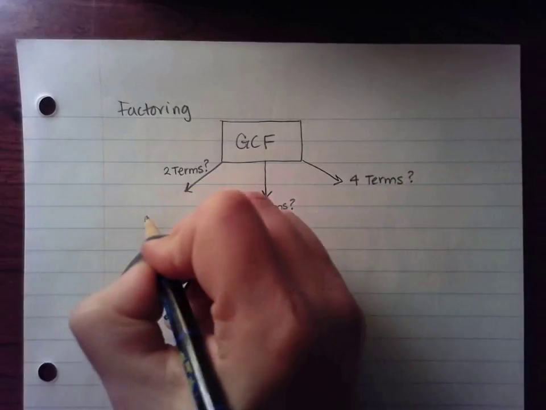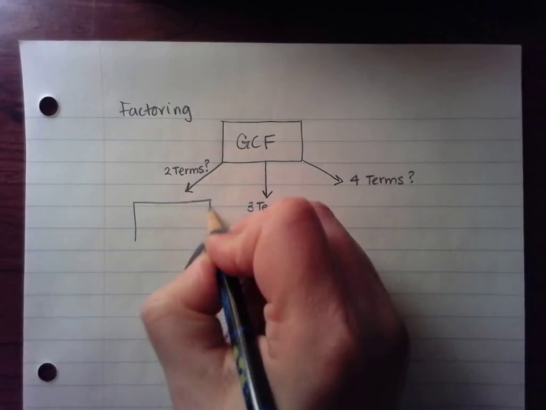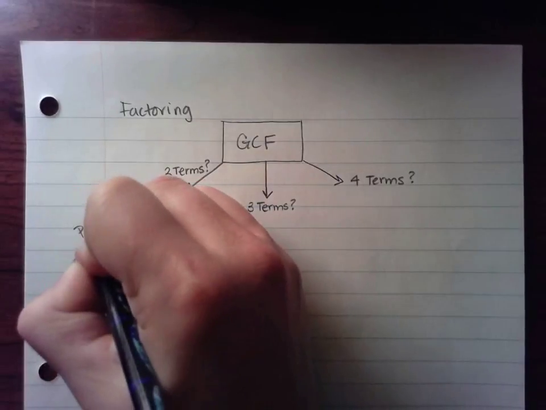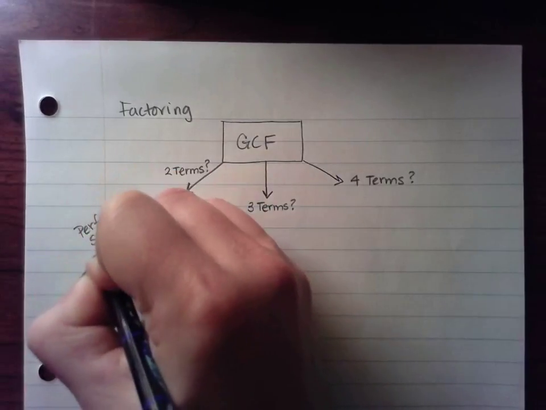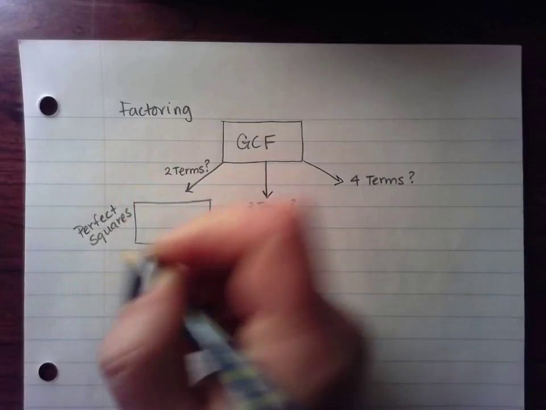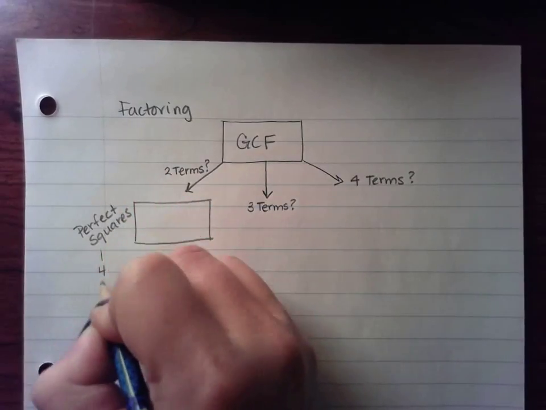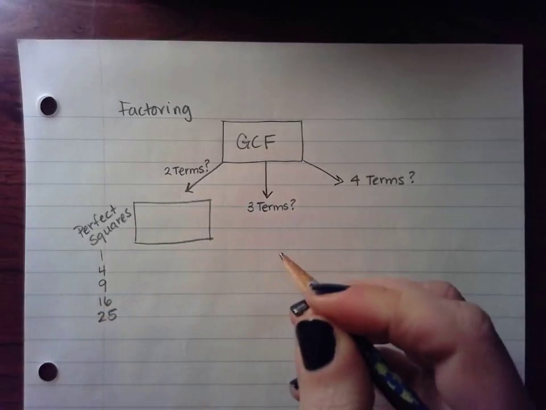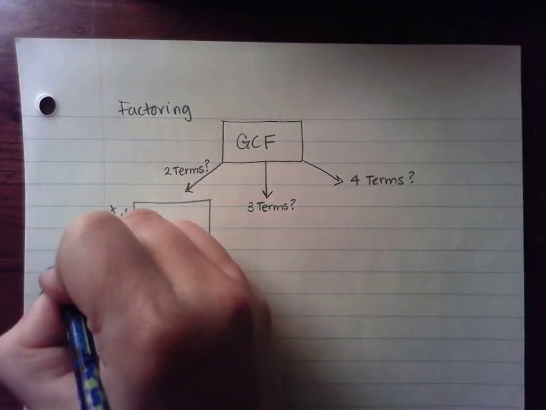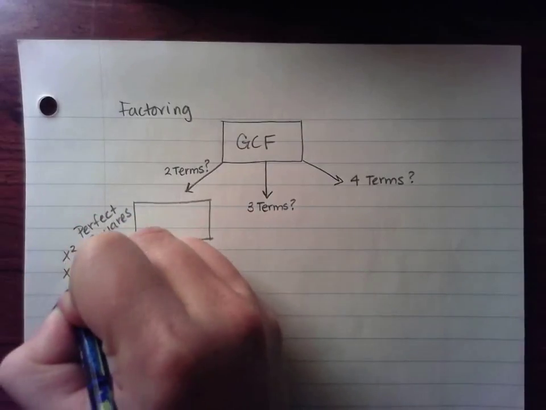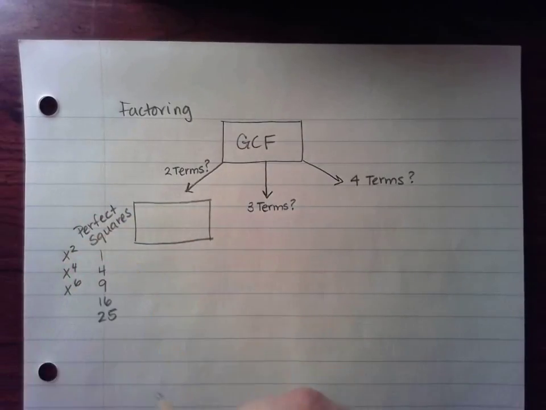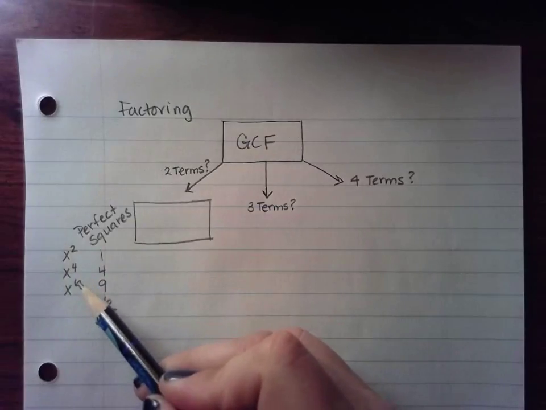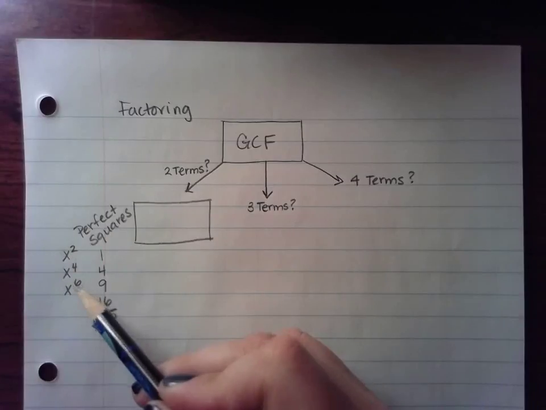So if you have 2 terms, then one thing that you can try to do is called difference of 2 squares. This only works if you have perfect squares. So perfect squares would be like 1, 4, 9, 16, 25, and so forth. Perfect square variables would be like x squared, x to the 4th, x to the 6th. Those are all perfect squares. With the variables, when you take the square root, all you have to do is divide the exponent by 2.